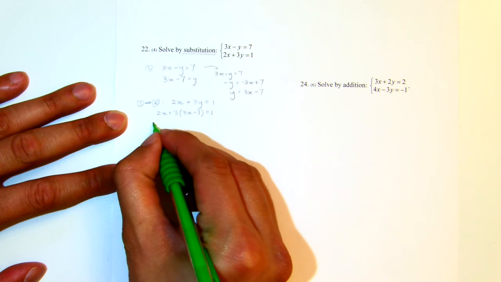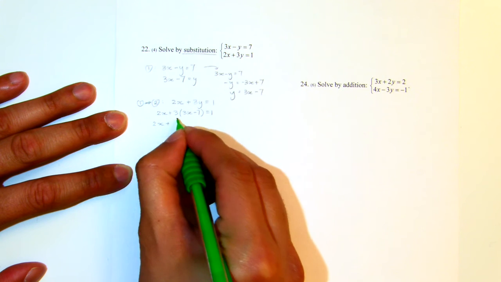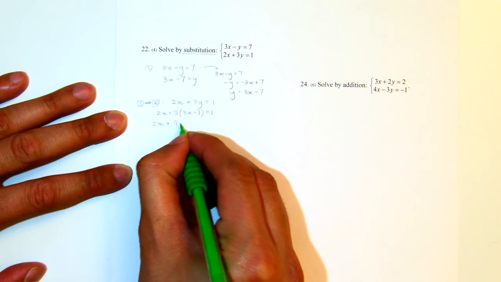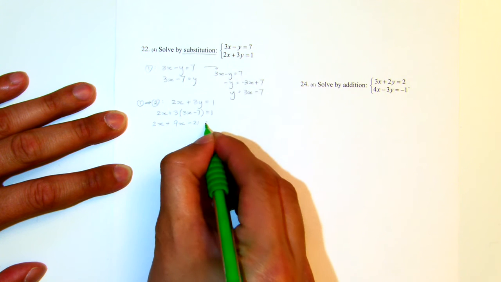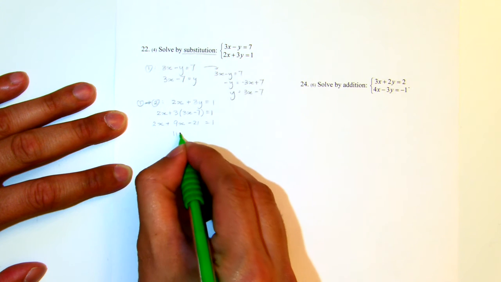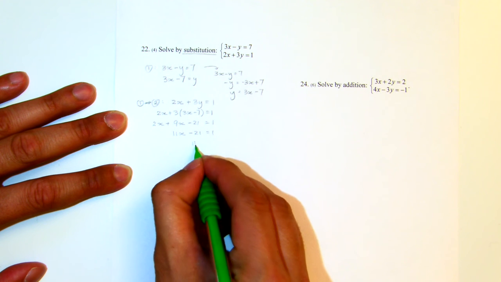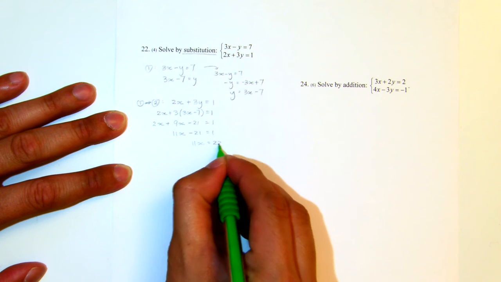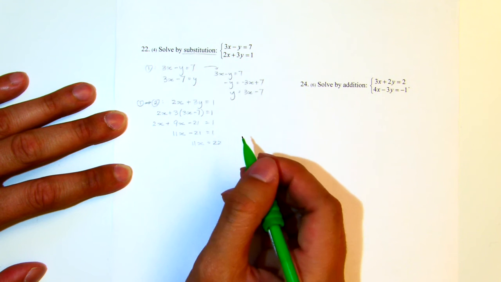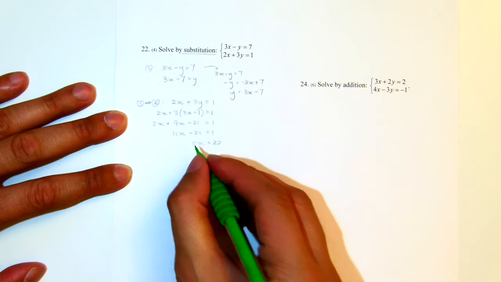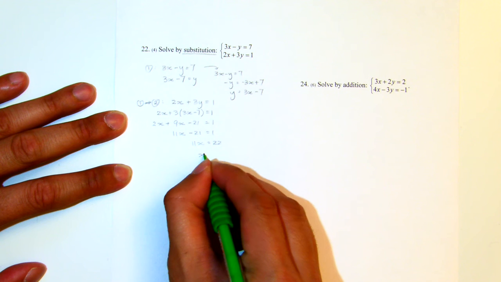Now from here, then I go on, 2x plus, I do distribution here, 9x minus 21 equals 1, 11x minus 21 equals 1, 11x equals 22, right? You move this to the other side, it becomes 1 plus 21, and therefore x equals 2.